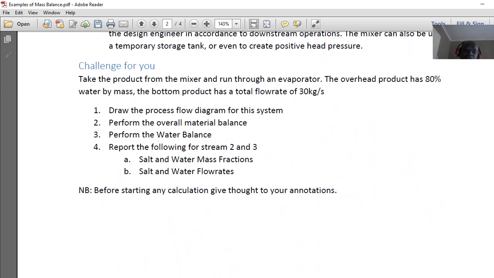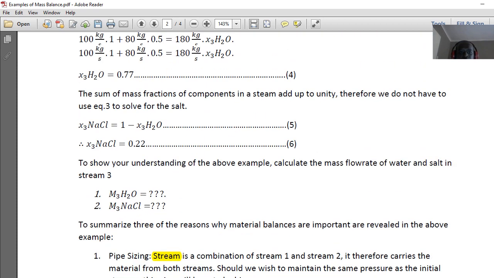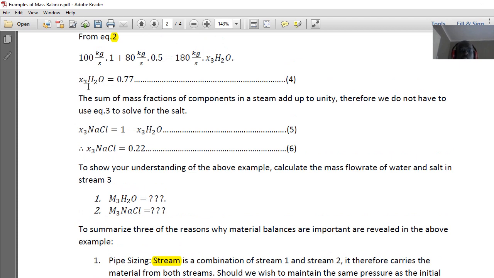Now, before starting any calculation, make sure that you give thought to your notations. What I mean by that is the way you're going to represent each kind of variable. For example, this variable, the composition of water, I represented as X3 H2O. So give thought to this, as it allows you down the line in the calculation not to get confused, because now you can go back, you know that every time I'm saying X3 H2O, I'm talking about the composition of water in stream 3, right?